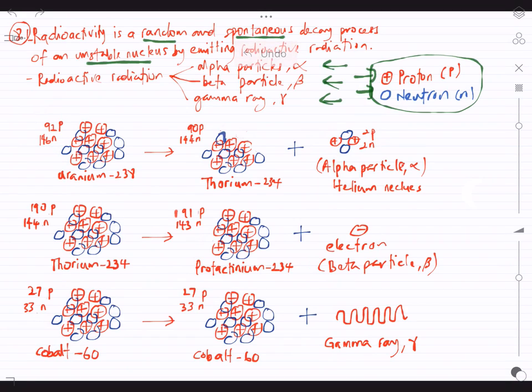Let us look at the second example. This is thorium. The thorium also goes through the process of decay. Now look at the number of protons and also the number of neutrons. Initially it is 190 protons. As we know, a neutron is made up of a proton and an electron.